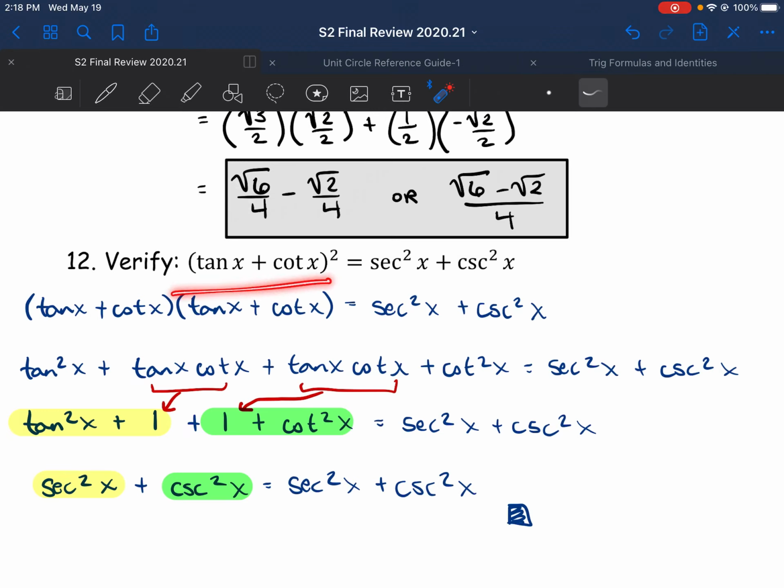So I'm going to take tangent of x plus cotangent of x, squared, and I'm going to mess with this until I get it to equal secant squared plus cosecant squared. So tangent x plus cotangent squared, that's going to be tangent x plus cotangent x times itself, tangent x plus cotangent x, which means I'm going to FOIL. So foiling, first times first, tangent times tangent is tangent squared.